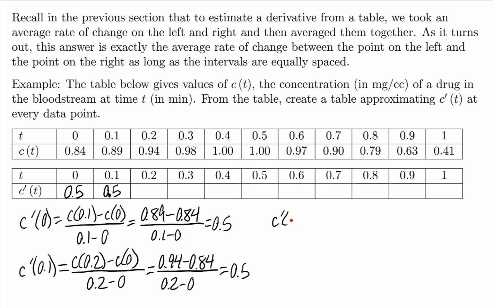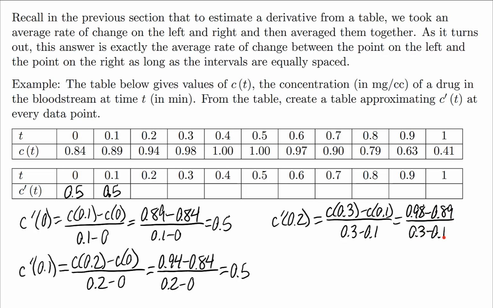For c prime of 0.2, we'll do something similar. I get 0.98 minus 0.89 over 0.3 minus 0.1. That comes out to 0.45. We can use a similar process to fill in the rest of the table.